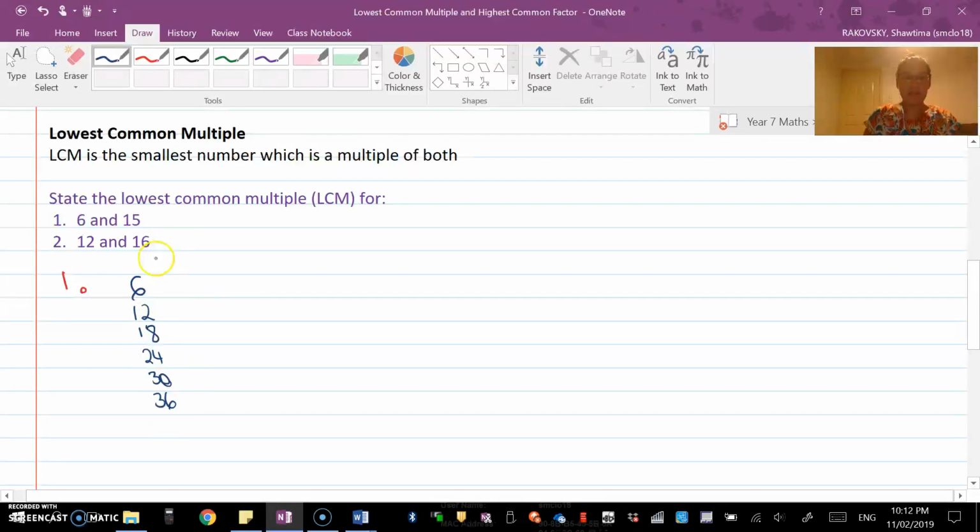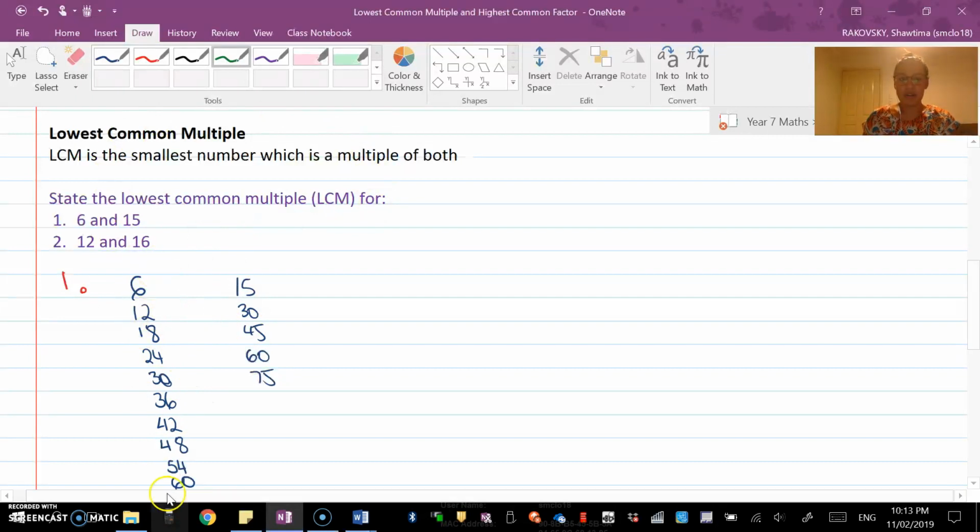And then I'm going to take my multiples of 15. So 15, 30, 45, 60, and 75. I'm actually going to come back over here because I want to show you something. So 36, 42, and 48, 54, and 60.